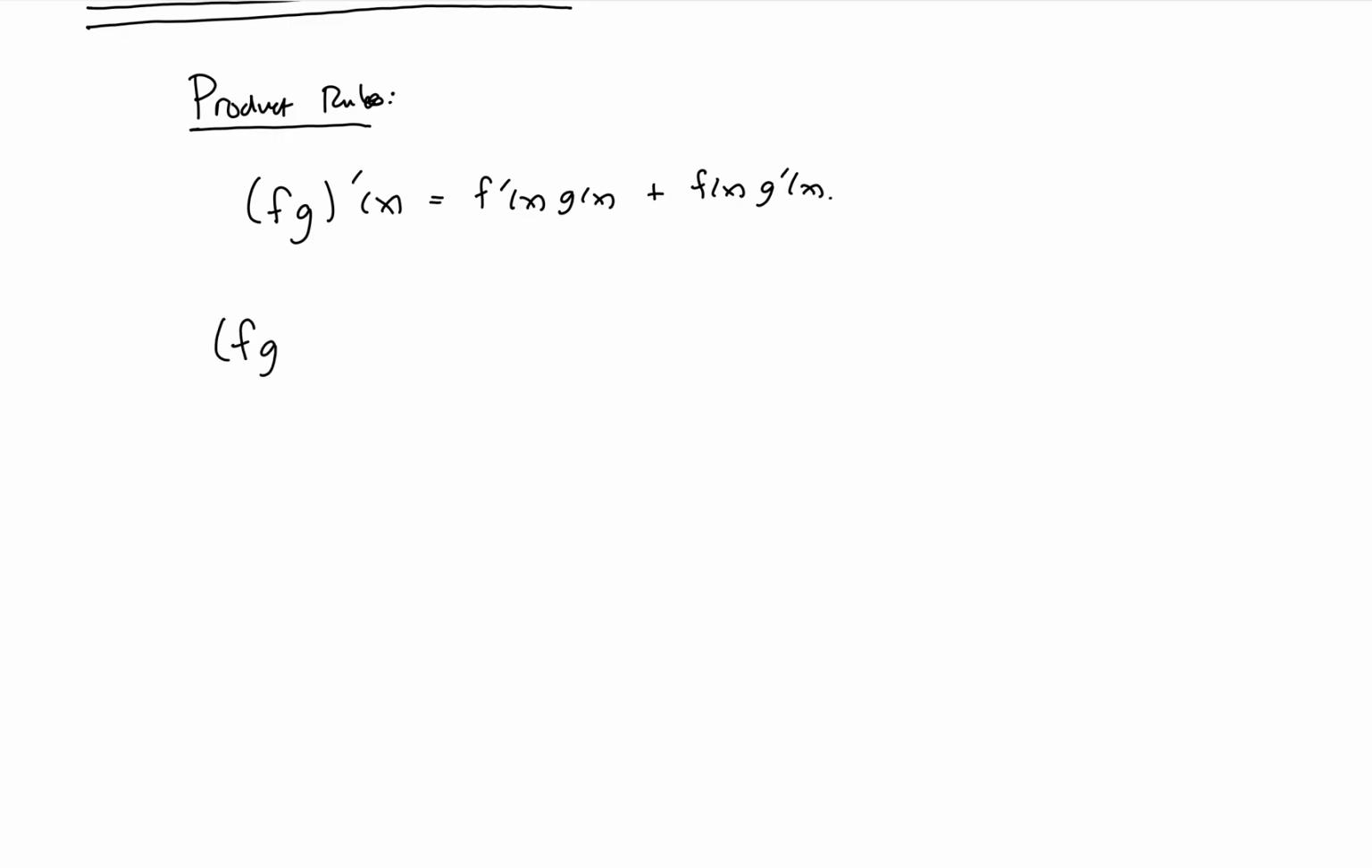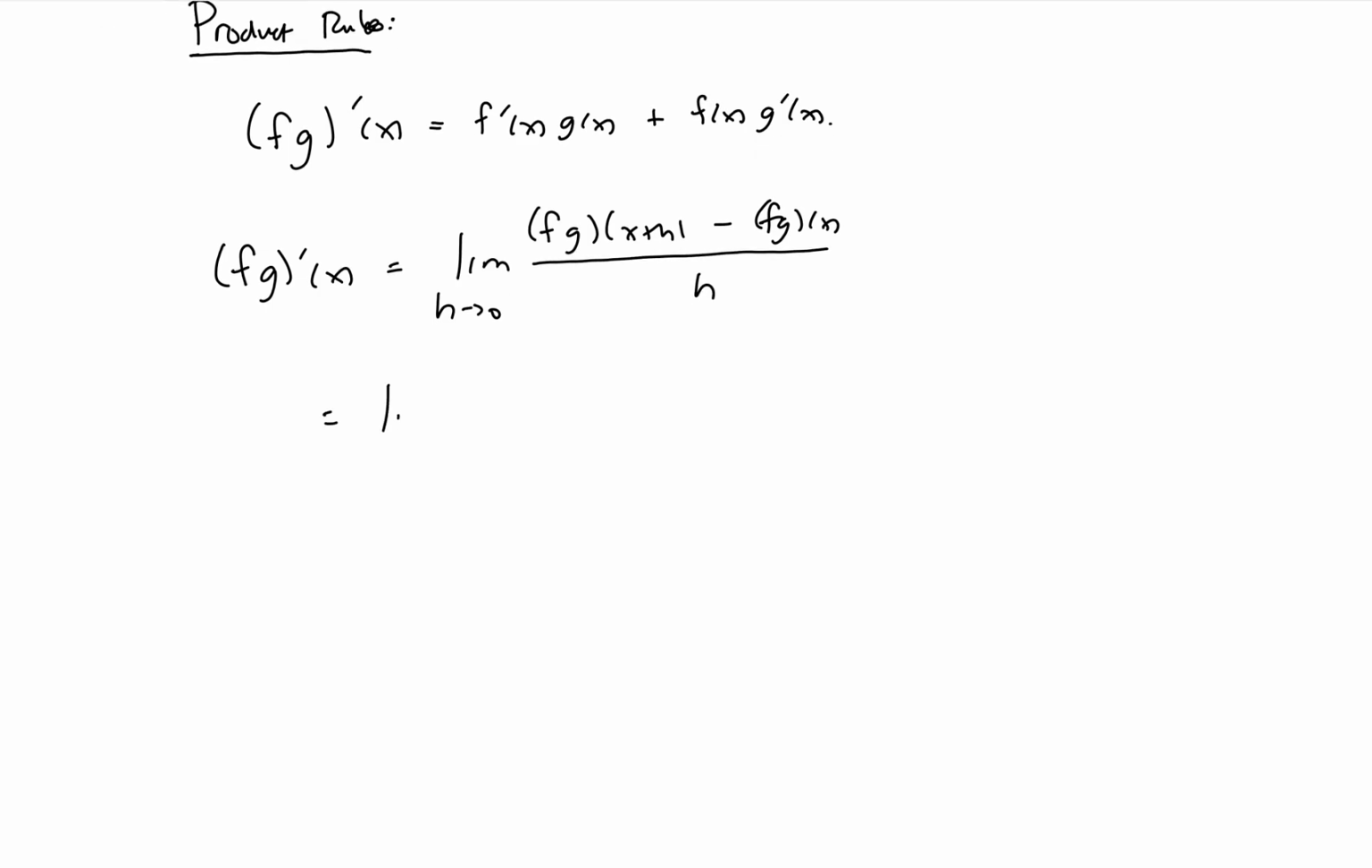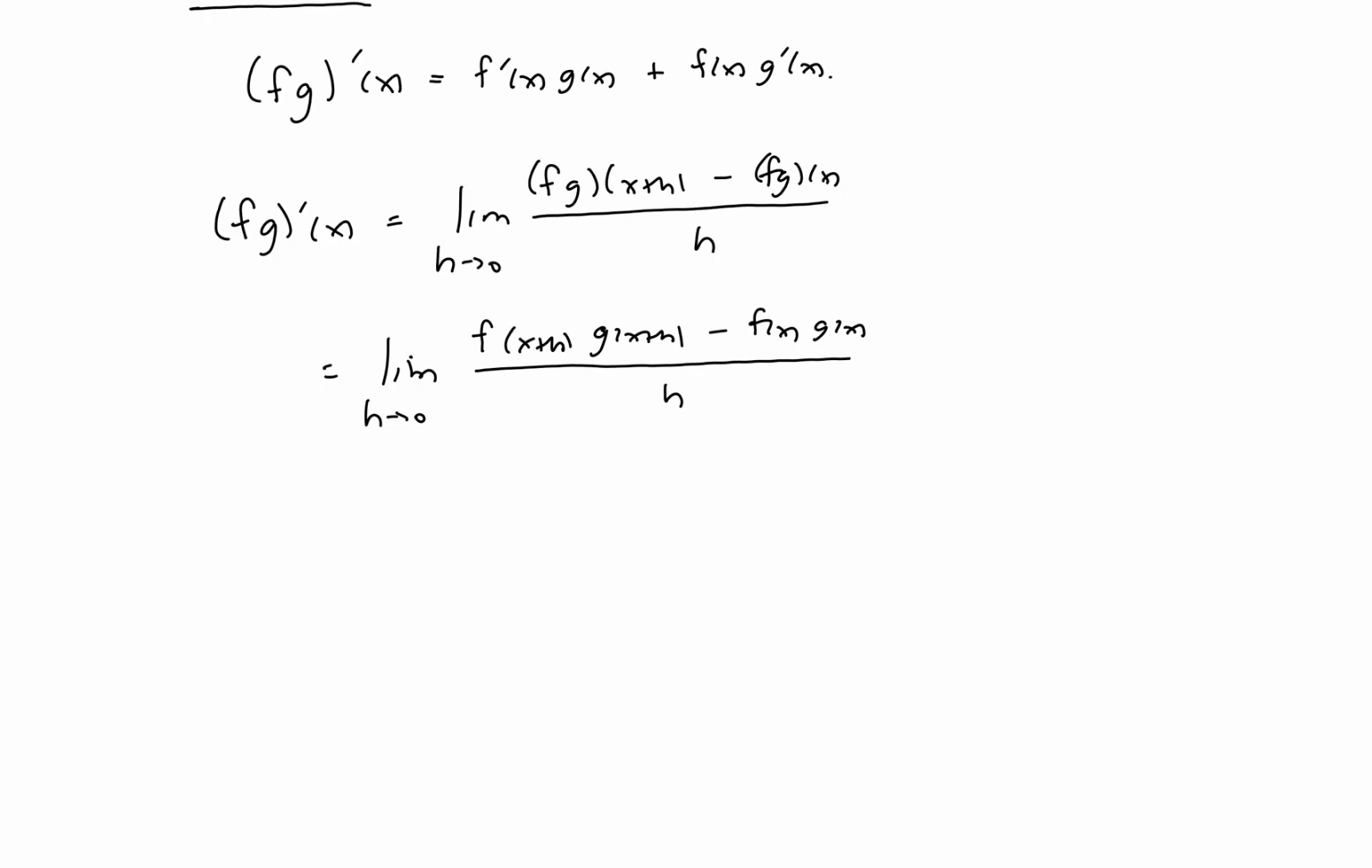So we would know from the definition of the derivative that this should be the limit as h goes to 0 of fg of x plus h minus fg of x over h. And we can rewrite this as the limit as h goes to 0 of f of x plus h, g of x plus h, minus f of x, g of x over h. And so now let's take a look at this quantity we're taking the limit of here. And let's look at this geometrically to see what this is giving us.